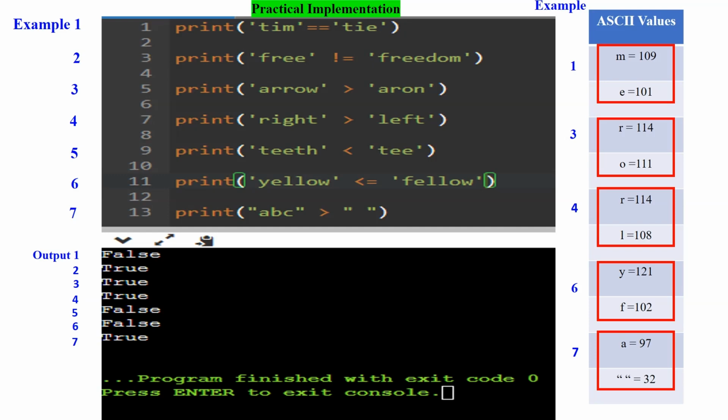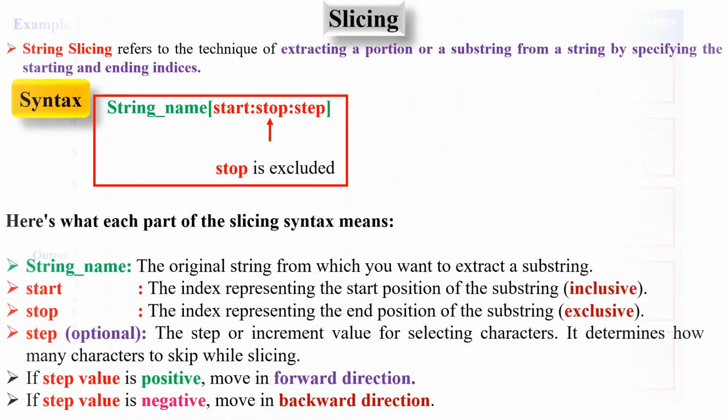In Python, string slicing refers to the technique of extracting a portion or a substring from a string by specifying the starting and ending indices. So what is a slice of a string? A slice of a string is a substring. This extracted substring is termed a slice.